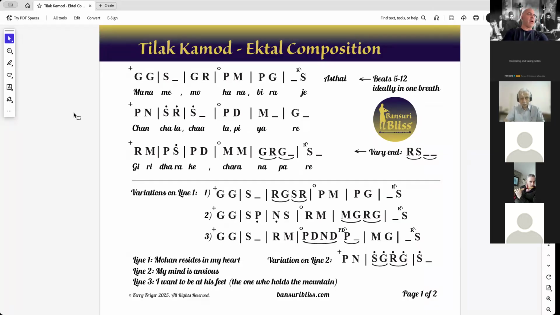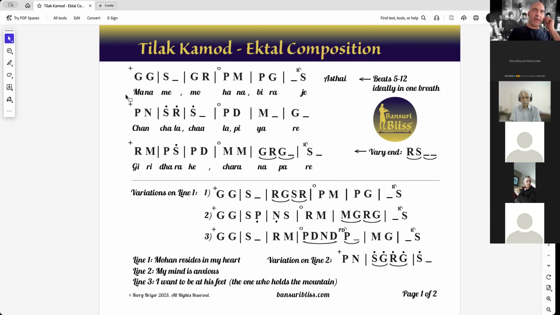So what do we have here? We've got the asthai, 3-line asthai, right? Line 1, cutting it off from some variations, different ways to play line 1, and some translations of the lyrics which fall under the note that they're intended to be sung on. Vary it as you wish. Listen to Bhimsen Joshi sing it. You'll hear him improvising on the main line, keeping the words usually, but changing the notes around, the placement of the notes, the rhythm.